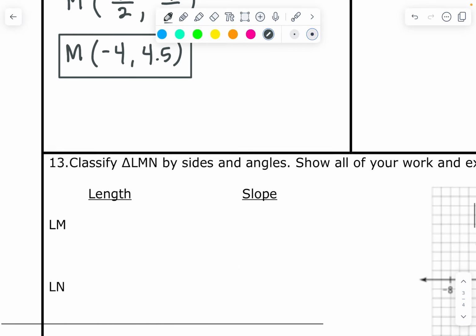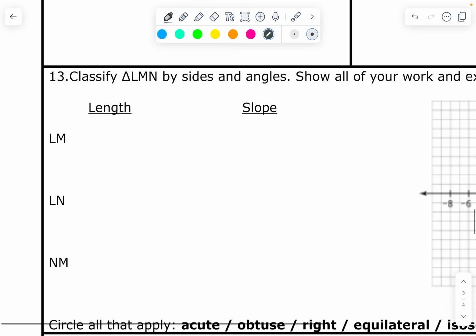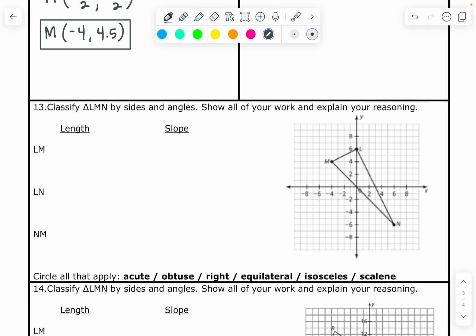Number 13, classify LMN by sides and angles. Show all your work and explain your reasoning. So we're going to start with the side lengths. The coordinates of L are 0, 6. The coordinates of N are 6, -6. And the coordinates of M are -4, 4.